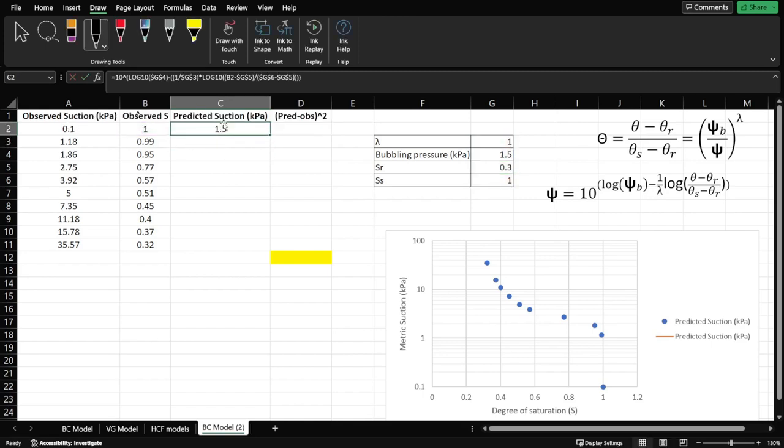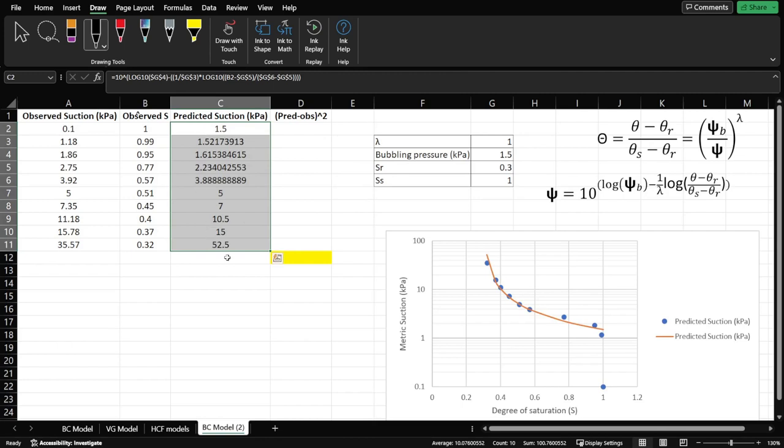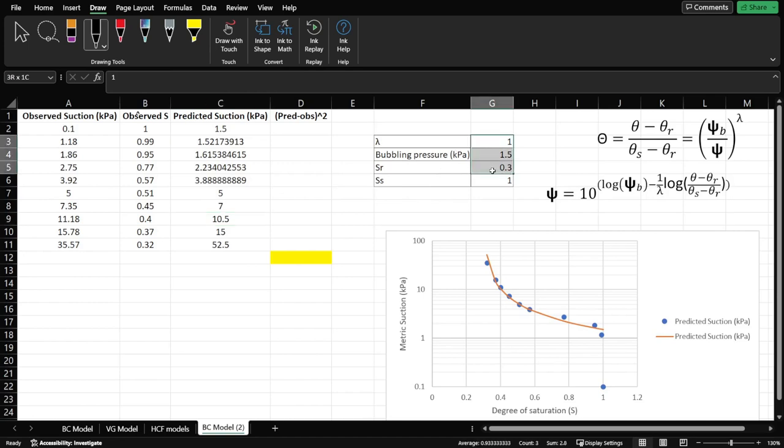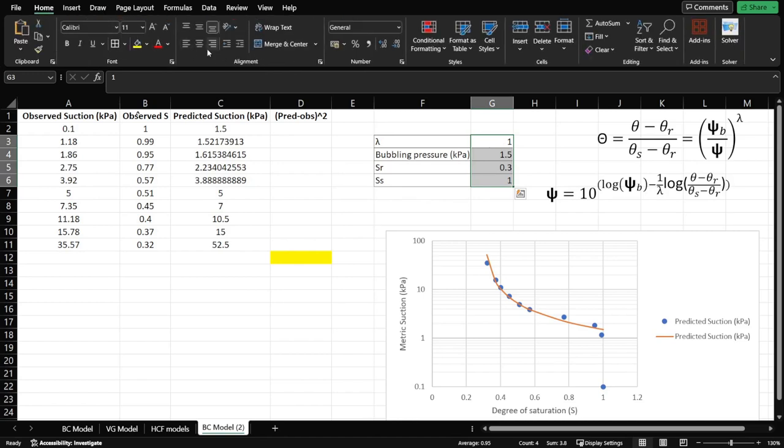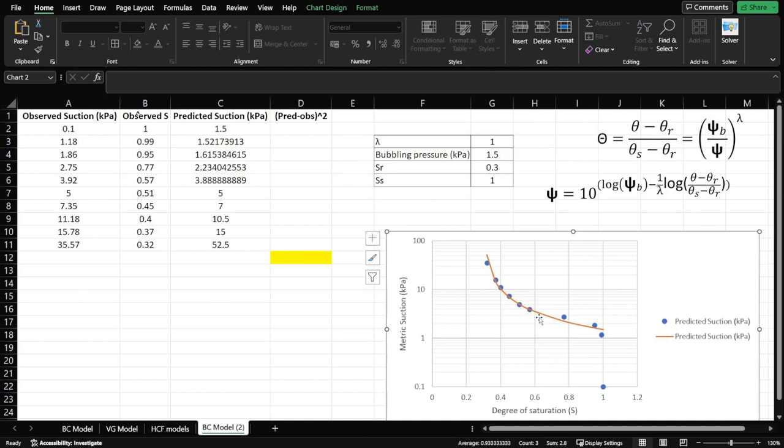So here we see the predicted value of the suction for this particular observation using this BC model. Now we'll copy this formula for all the values. Then we'll see these prediction values are obtained, right? But these values are based on the parameters which we have assumed here, right? So we need to tune these values to obtain the best fitting model.